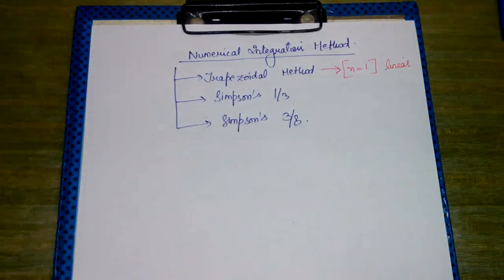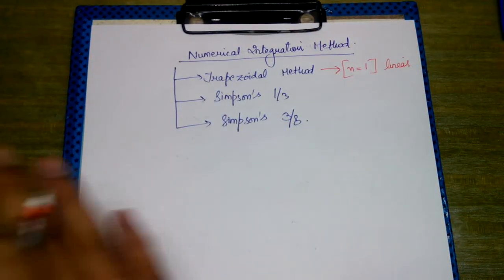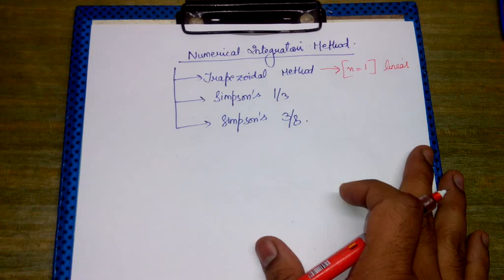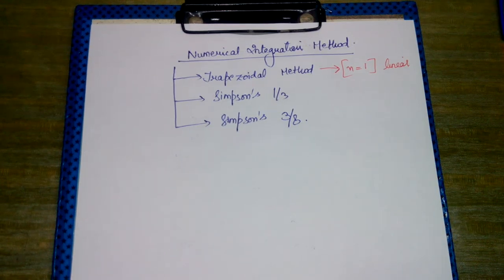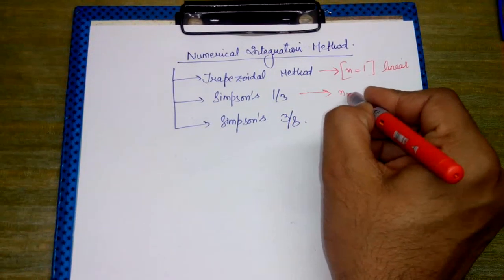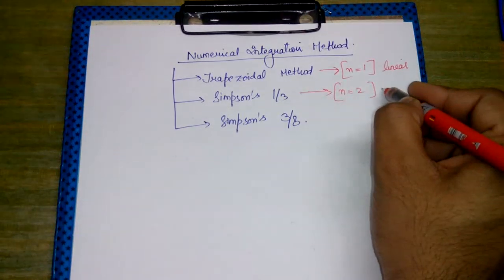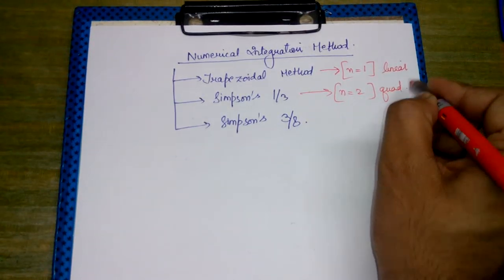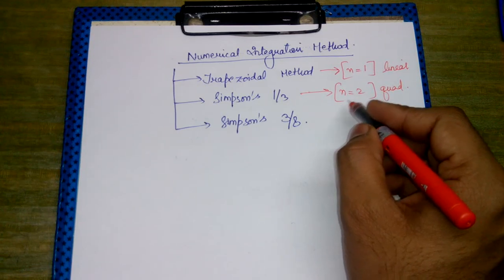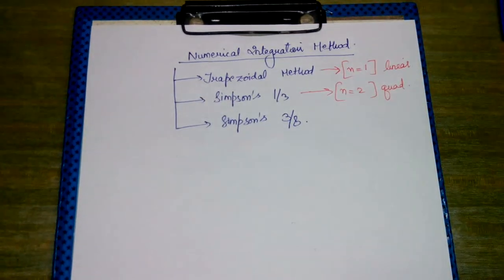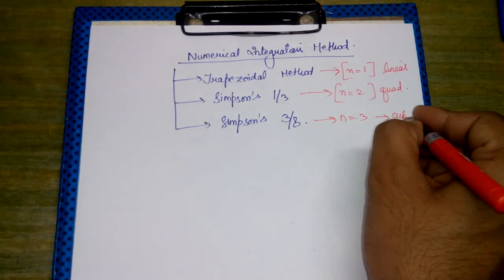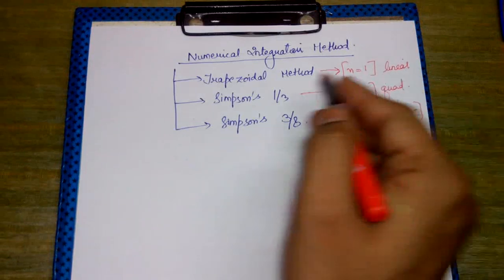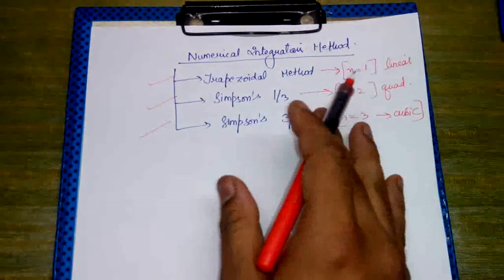This question has also been asked in GATE. The value of n in the case of trapezoidal is linear. In the case of Simpson's rules, we have two cases, Simpson's 1/3 and Simpson's 3/8. For Simpson's 1/3, the value of n is equal to 2, which means it is quadratic, and for Simpson's 3/8 rule, n is equal to 3, that is, cubic. This is the general thing we have to remember.